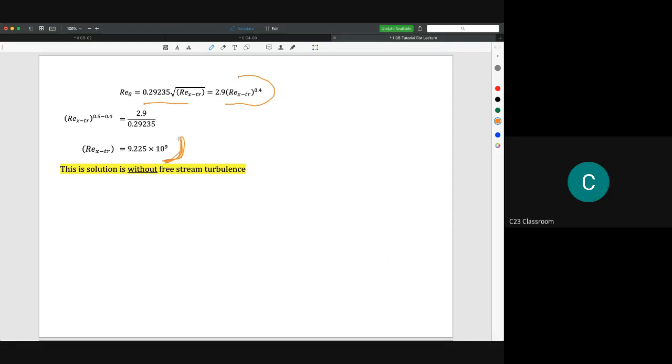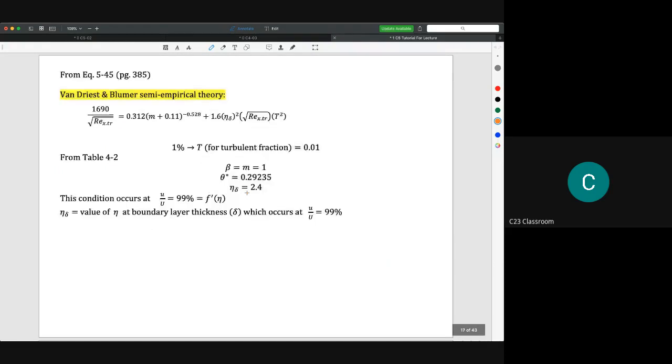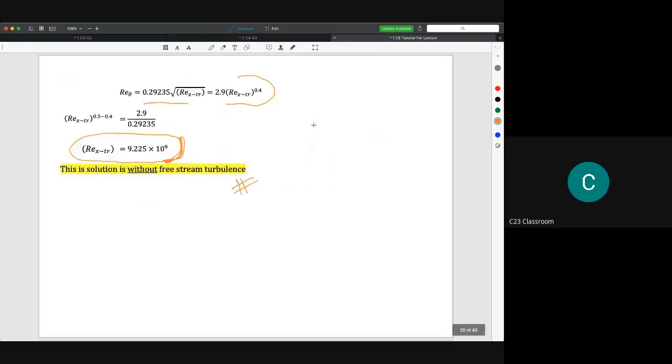So this calculation is actually to compare the existence of free stream turbulence, with and without free stream turbulence. What we calculate here is actually the solution without free stream turbulence. So it is to compare. So and then because to calculate the Reynolds transition for the turbulence, we need to use this equation. So this is just for our benchmark value.